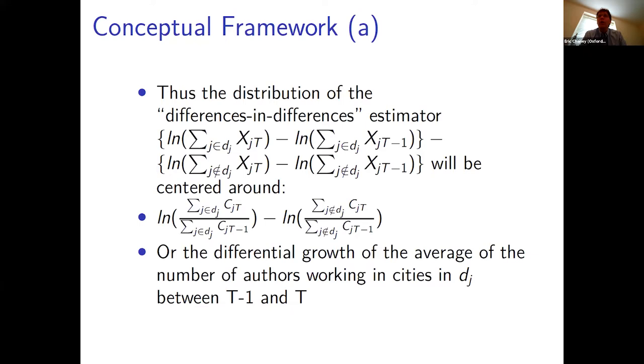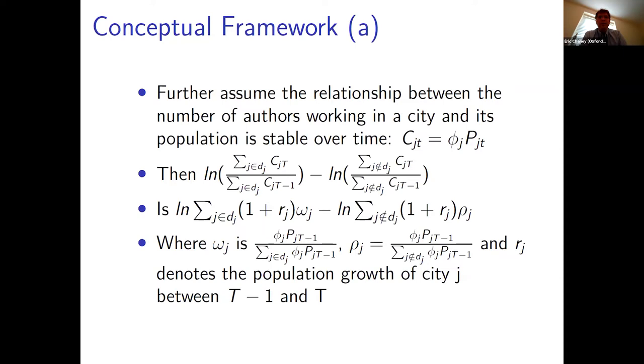And that's interesting. But if we're willing to go a little bit further and make the assumption that the relationship between the number of authors working in a city and its population is stable over time, that is, if we assume that the number of authors working in a city is related to its underlying population by some stable parameter that varies by city, then you can do the following.